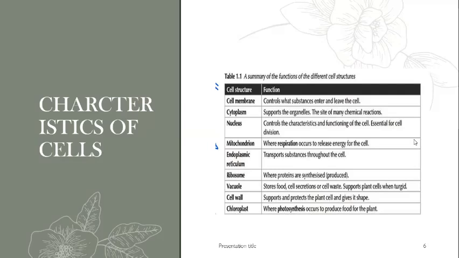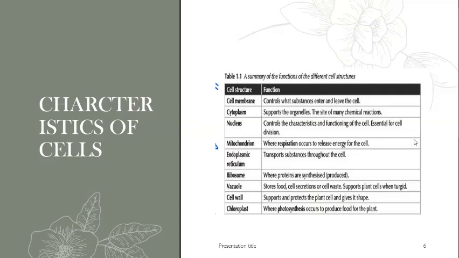So if we look at the characteristics of cells, there are different parts such as the cell membrane, cytoplasm, nucleus, mitochondria, endoplasmic reticulum, ribosome, vacuole, cell wall, and chloroplast. Now let's take a look at all of these different parts. The cell membrane controls what substances enter and leave the cell, meaning that it controls what goes in and what goes out of the cell.